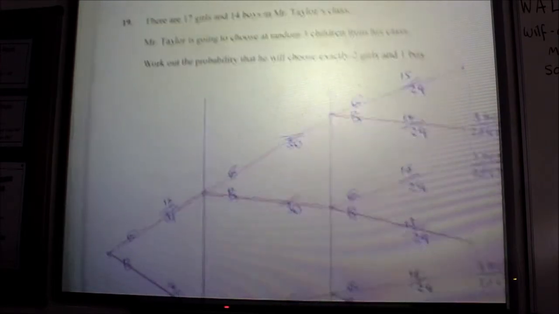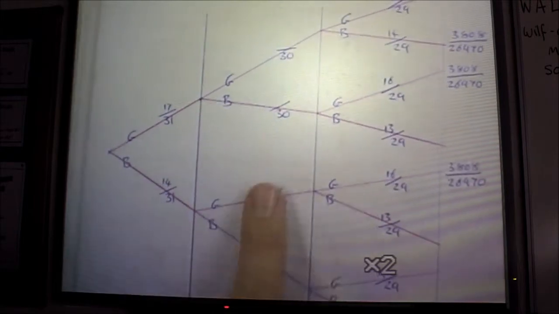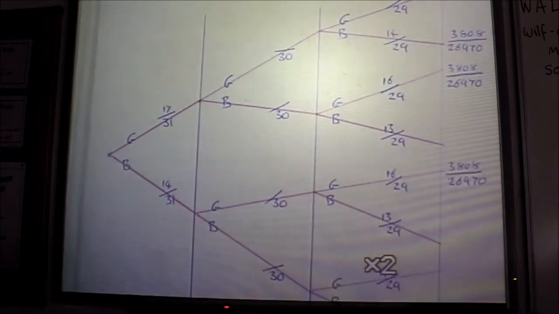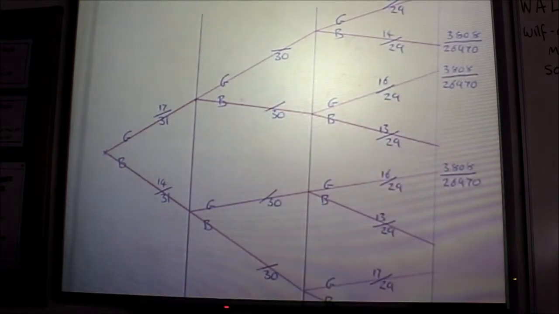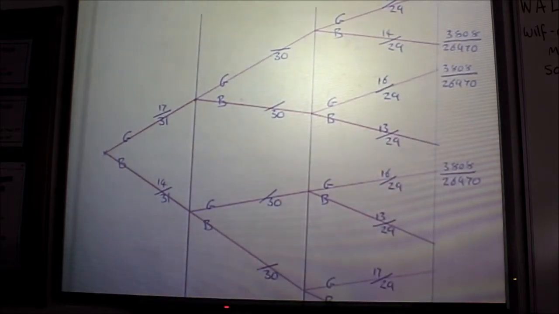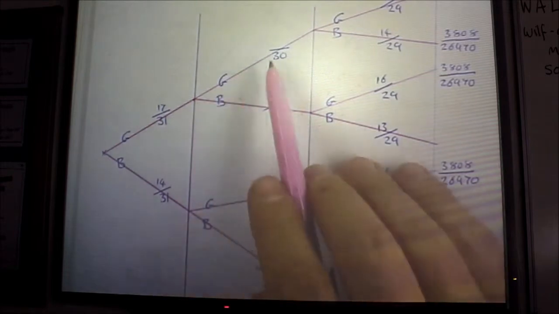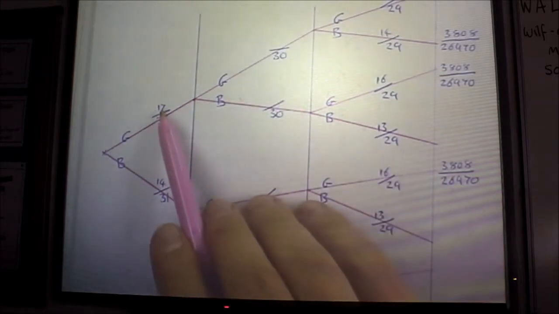Because he takes 3 children, you've got to do 3 stages, so stage 1, stage 2, stage 3. If you're familiar with probability trees, obviously girl, boy, girl, boy, girl, boy. Every time you take one person out, the number will get less and less. So for example, that's why I've left it blank here, if he takes a girl first, obviously there's only 30 students left, but if he takes a girl, how many girls are left?